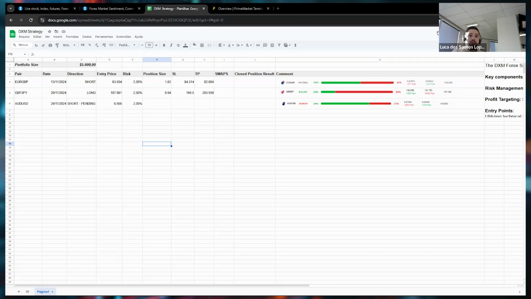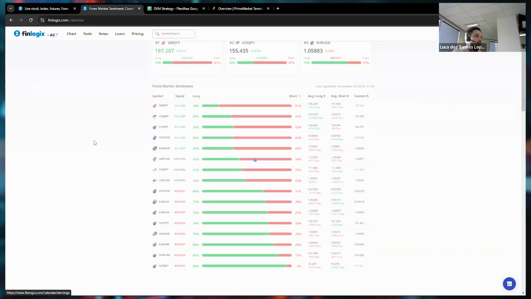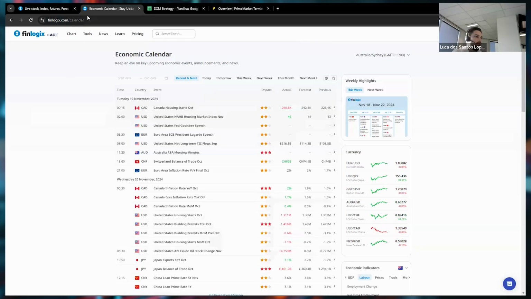Now, the last topic of today is checking some fundamentals. Let's have a look at the economic calendar. So tools, economic calendar. Let me select all and send this to everyone on the chat. So you guys have the link for the economic calendar right in the chat if you want to have a look.